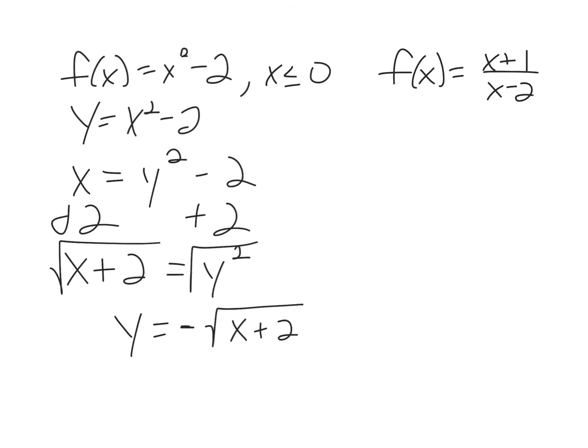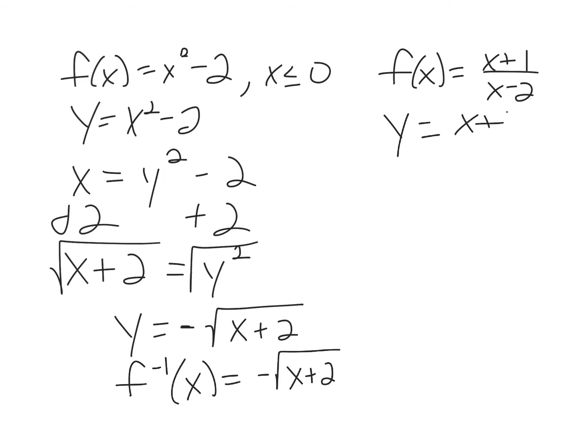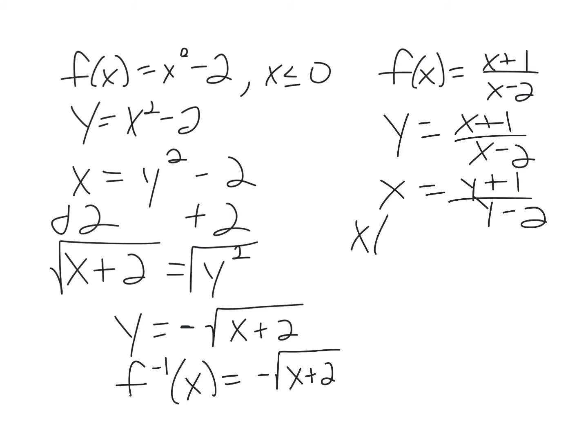We got another one here. I didn't finish this one. I need to make sure I put it in proper notation. Look at that, looks nice. All right, next one. Swap the y and the x. x equals y plus 1 over y minus 2. I'm going to multiply both sides by y minus 2, and I'm going to distribute the x.